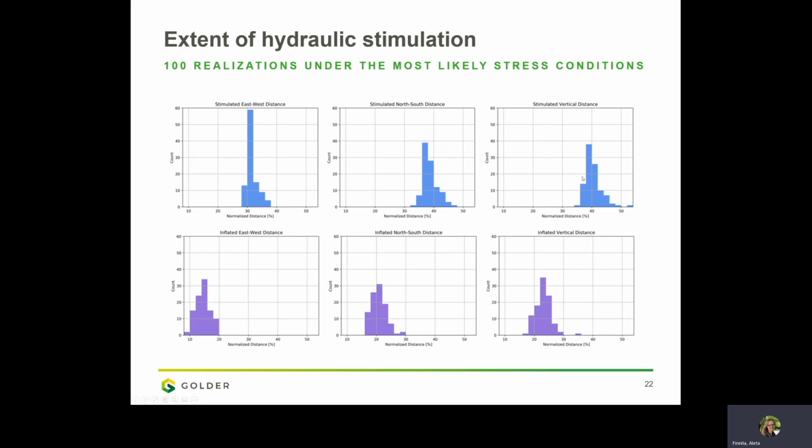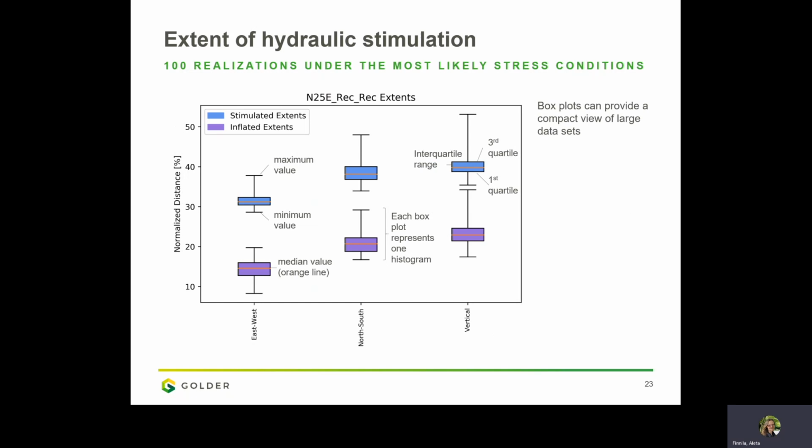For these 100 different runs that we did, so it's 100 different DFNs, what kind of variability are we seeing in these stimulated distances versus just the different stochastic DFN that we choose? So we can look at it this way. I'm also plotting them here in box plots. It just turns out to be a little bit more compact way to show the same information, where here again we have east-west extents, north-south extents, and vertical extents, and you can see the same patterns.